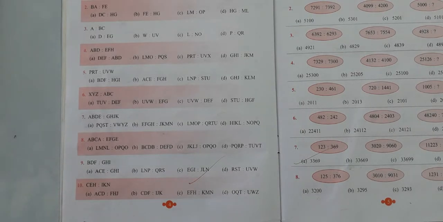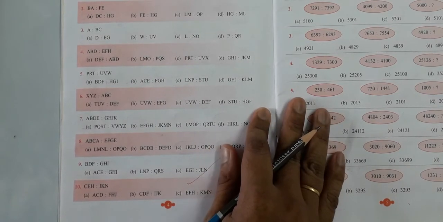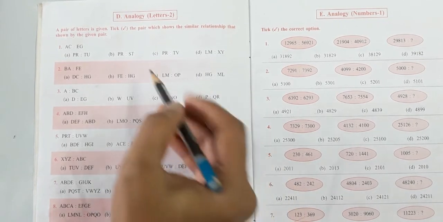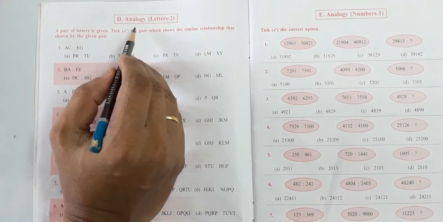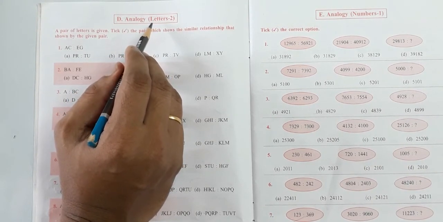So boys and girls, I am there at the 4th page of our aptitude book. Please get ready with your aptitude books so that we can solve each and every problem and get the answer accordingly. Okay. So even the 4th page also contains the concept of analogy pointing to sequence of letters.